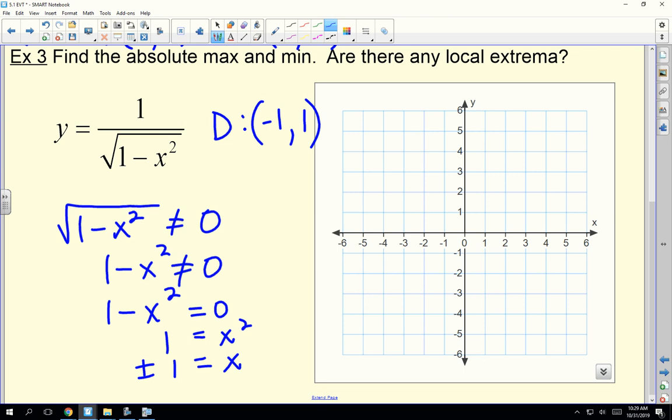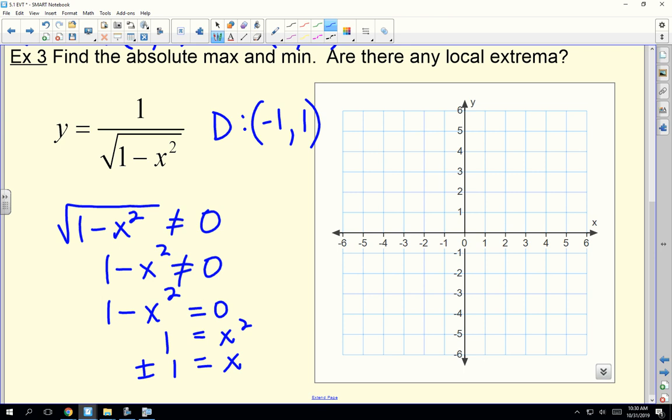So we're going to check to see if there are any undefined places between negative 1 and 1. Obviously, at the endpoints, it's not defined. But is there anything else between negative 1 and 1 where this is undefined? No. So the next step would be to take the derivative and see when the derivative equals 0 or when the derivative is undefined. So let's go ahead and do that next.